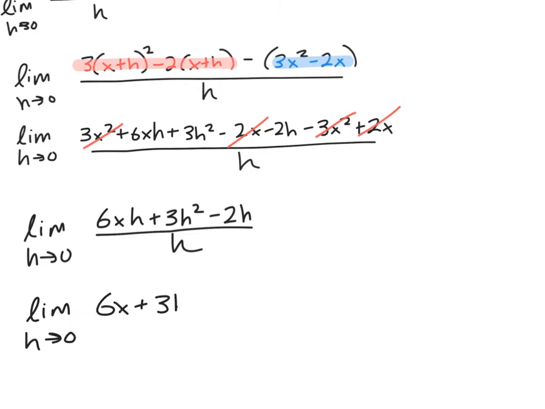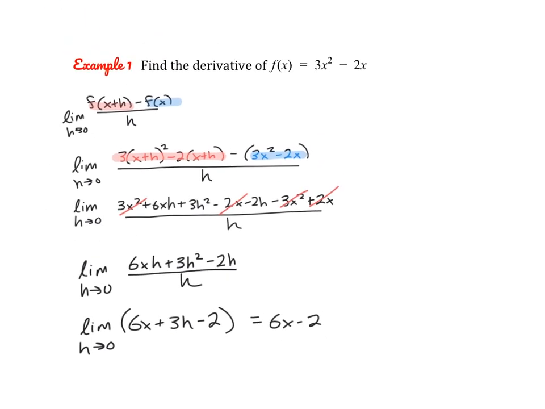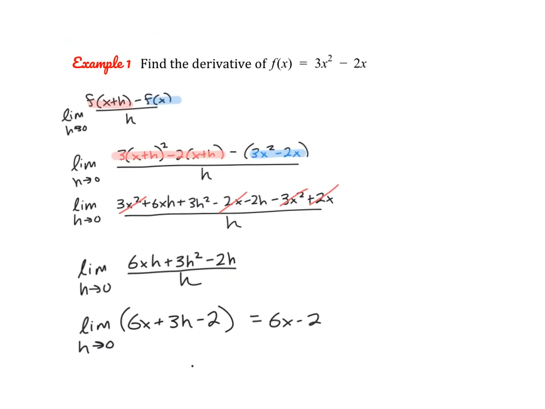6x plus 3h minus 2. So remember, the behavior as h approaches 0 of this will be the same as this. So here we can evaluate this using direct substitution. I'm going to replace my h with a 0, and what I have left is 6x minus 2. So it turns out that 6x minus 2 is our derivative. So I'm going to say f prime of x is 6x minus 2.